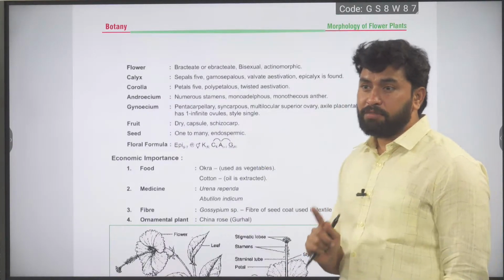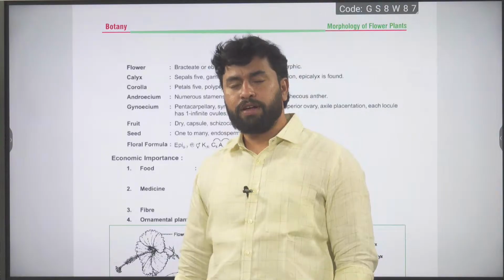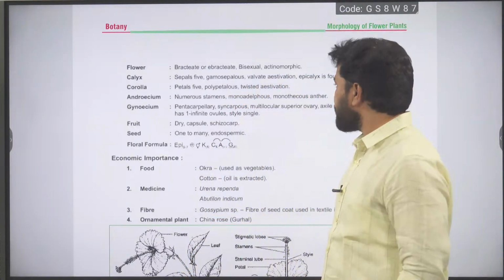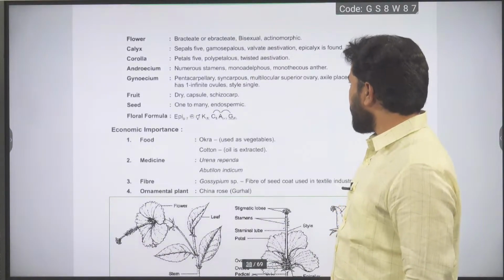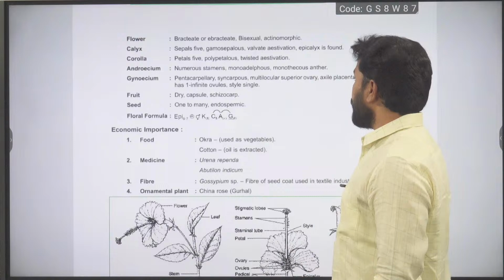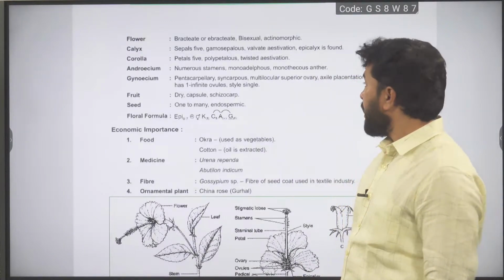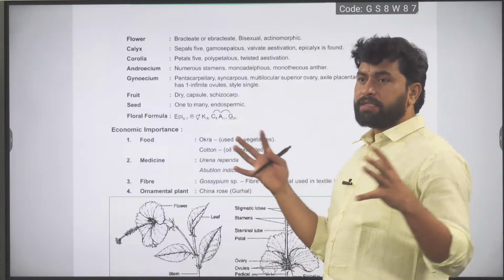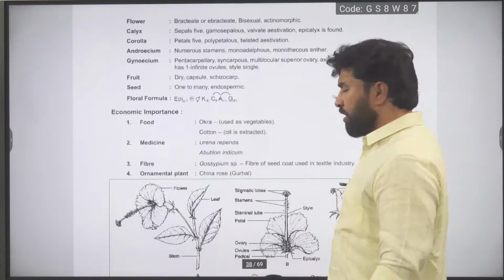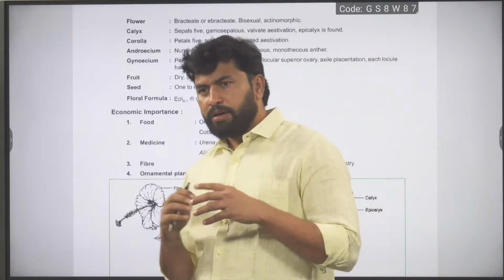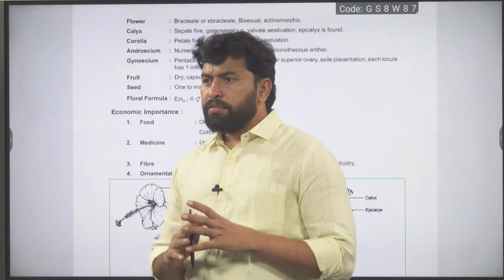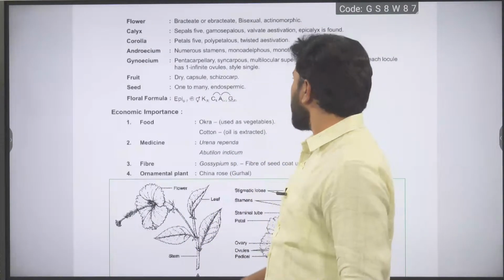China rose has been mentioned in so many areas in our morphological characters. Whatever the thing there, you will be identifying China rose. Corolla, petals 5, polypetalous, twisted aestivation. China rose twisted aestivation is given as an example. Androecium, numerous, monoadelphous. Do you remember that? All the stamens, their filaments fused together around. Monothecous, underline that word monothecous, because almost all plants will have dithecous anthers. Malvaceae members have monothecous anthers.